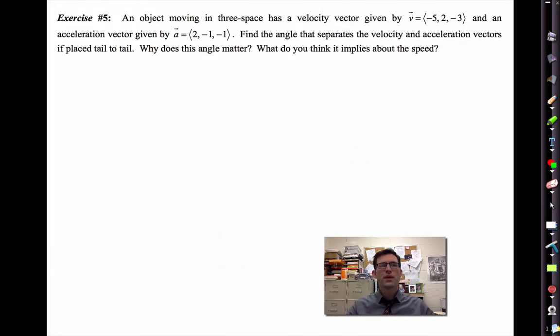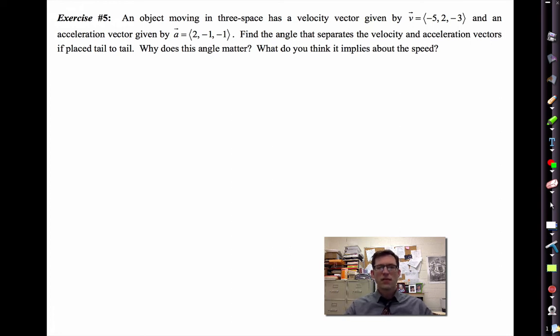Okay, last problem. Here we're going to deal with some real-life vectors. We've got a velocity vector and an acceleration vector. You already know in one-dimensional motion that acceleration is the derivative of velocity. We still haven't really gotten into that too deeply in multi-dimensional motion, but we will soon. It says, find the angle that separates the velocity and acceleration vectors if placed tail to tail.